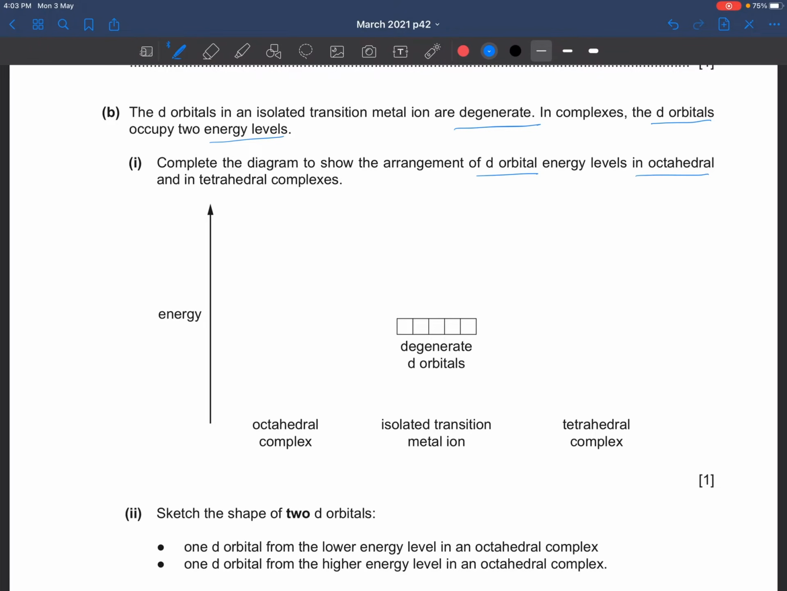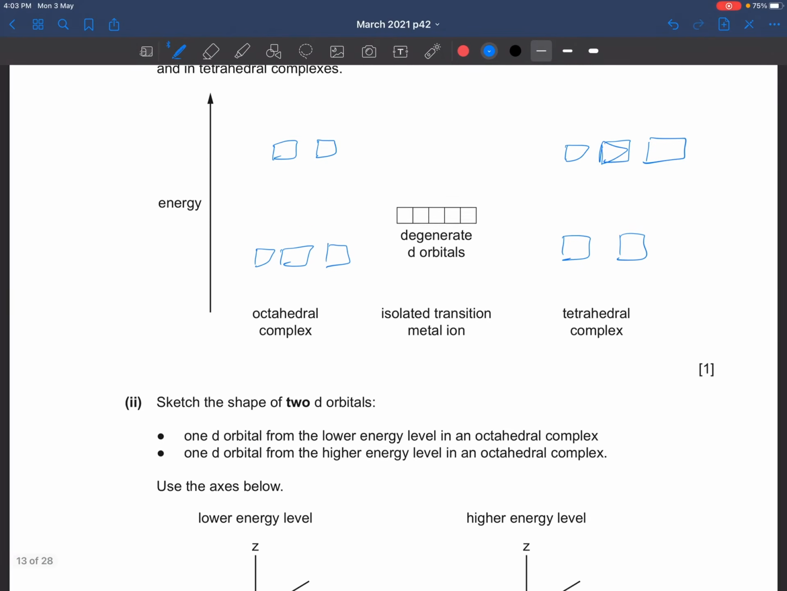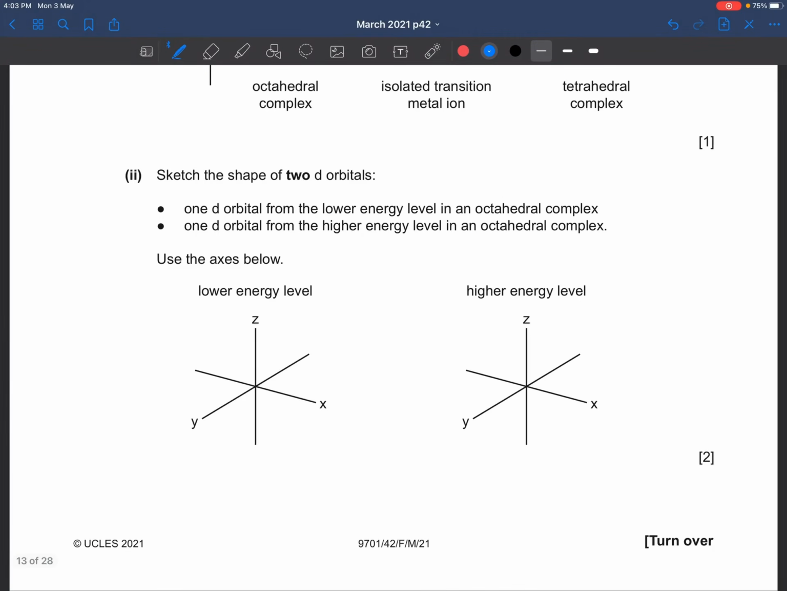So in octahedral complex, what happens is two of the orbitals move into higher energy level and three are in lower energy level. And in tetrahedral, these three move into higher energy level and two are in lower energy level. So this is a simple concept. We just have to memorize this thing. Sketch the shape of two d orbitals. One d orbital from the lower energy level in the octahedral complex.